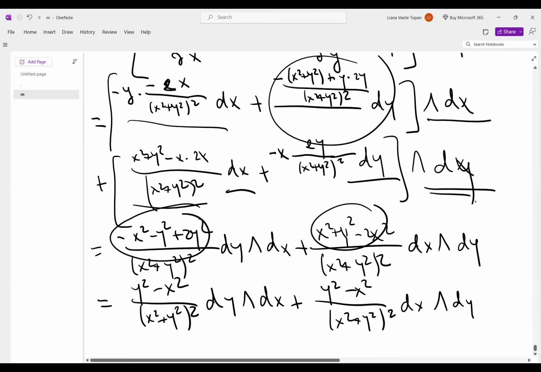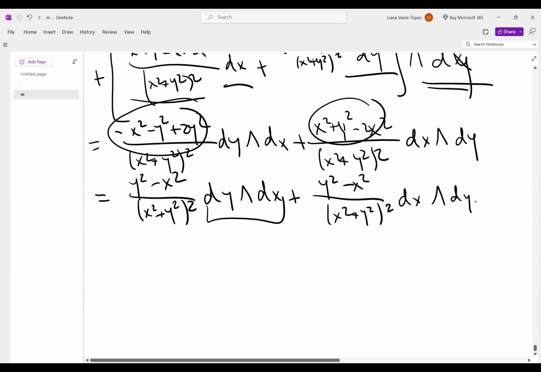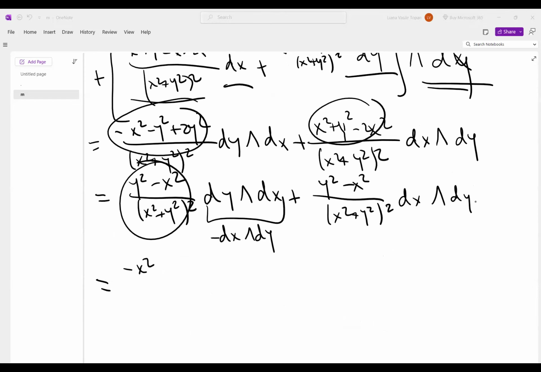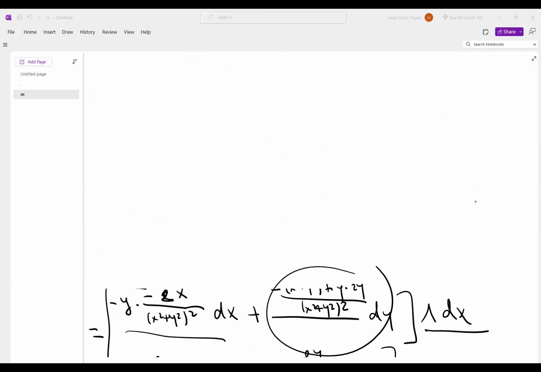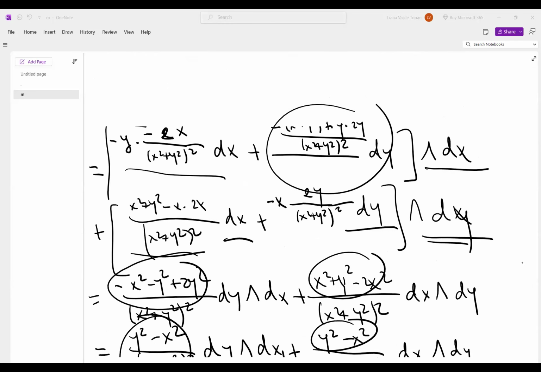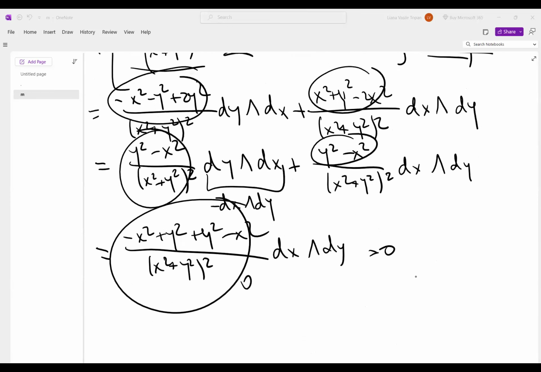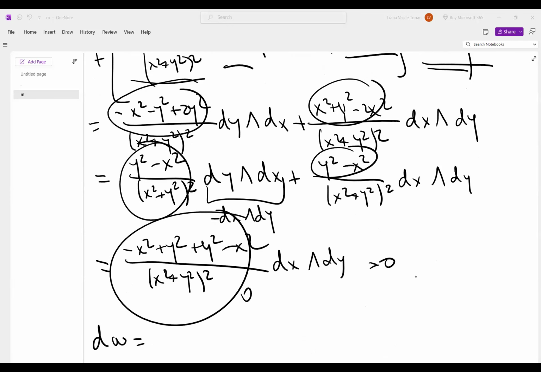Now dy wedge dx is minus dx wedge dy, so this one takes a minus: minus y squared minus x squared plus y squared minus x squared, over x squared plus y squared squared, dx wedge dy. This is 0. So you see the exterior derivative of this form is 0. So the exterior derivative of omega is 0, so omega is closed.